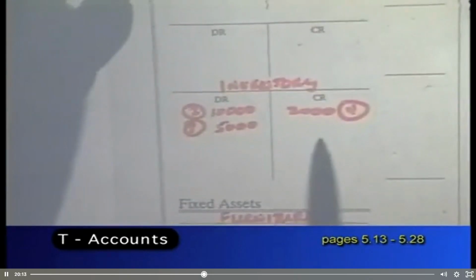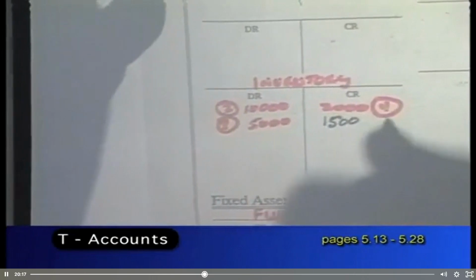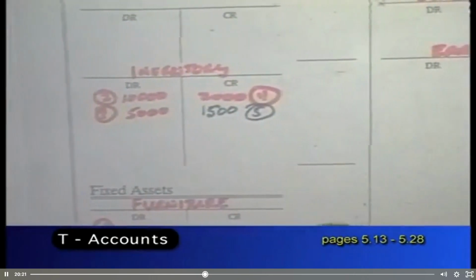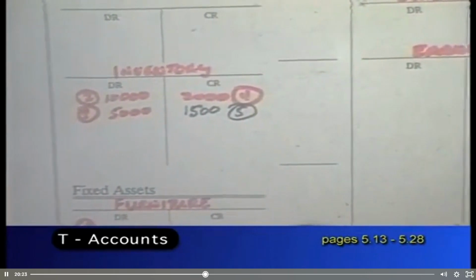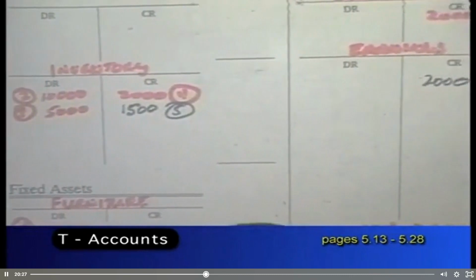Trish, how are we going to reduce inventory? With the debit or credit? Credit. So let's credit inventory $1,500, getting it out of there. Okay? So now it's out of our inventory account because there's a customer running around with it. We don't have it anymore, right? Okay, let's look over at the other side.